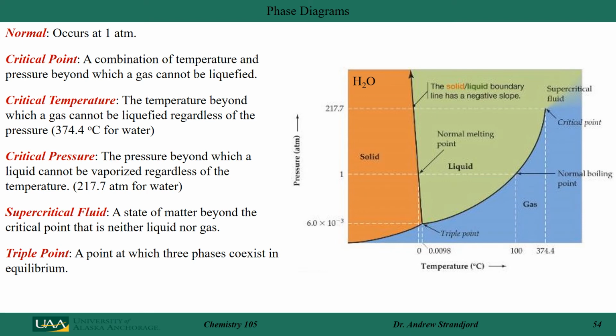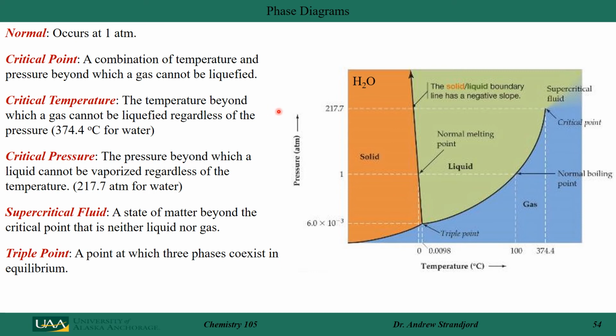When we look at a phase diagram, there are some terms associated with a phase diagram that are important. When you see the word normal, that implies that we are at 1 atmosphere. So if we look at the phase diagram here and look at 1 atmosphere, this is the normal melting point at 1 atmosphere. This would be the normal boiling point. There are also a few other terms.